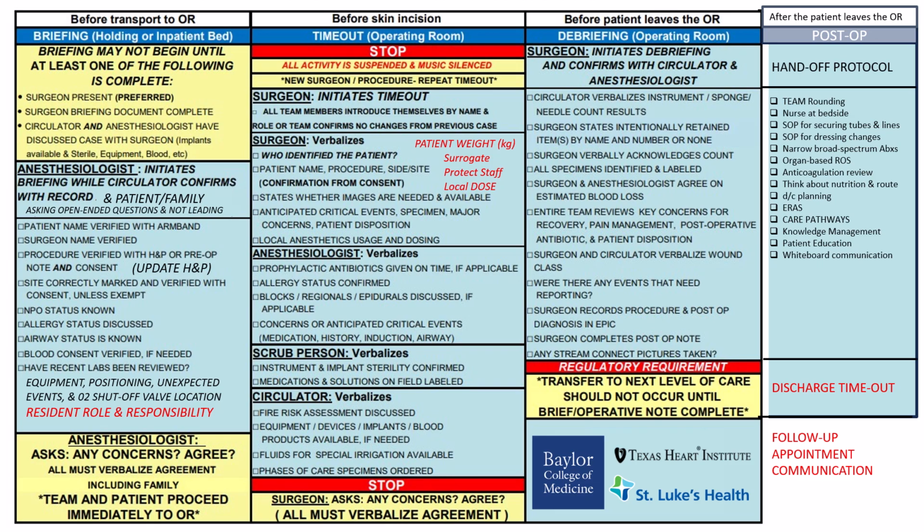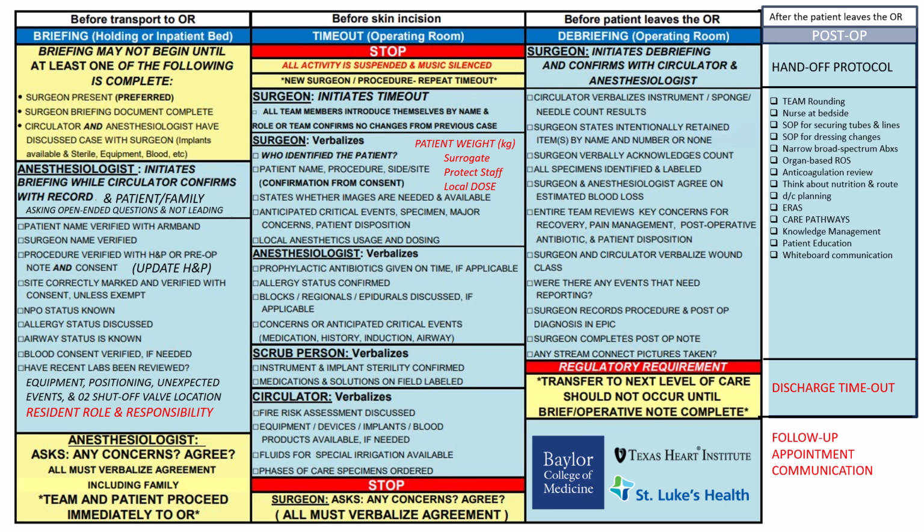We review the record post-op diagnosis in Epic. We complete the post-op note and talk about any Stream Connect pictures that were taken. We then talk about regulatory requirements, talking about the next level of care, and then finally a post-operative handoff protocol is performed. After the patient leaves the room, we discuss the post-operative care management team with the team that will be rounding. We review that care plan with the nurse at the bedside.